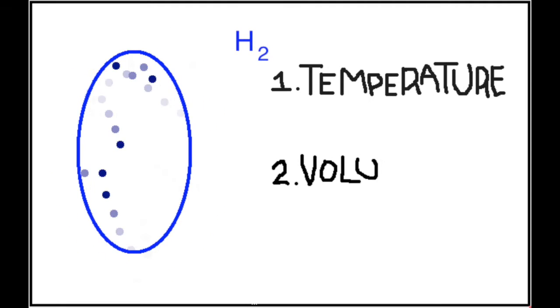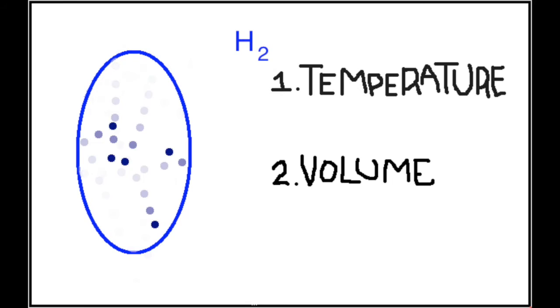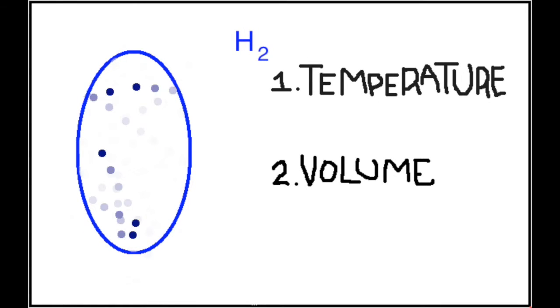Changing the tank's volume will also affect the pressure. Decreasing the volume of the tank will lead to a higher concentration of molecules. The amount of collisions with the sides of the tank will be greater, which will result in a greater pressure. Increasing the volume will decrease the pressure.